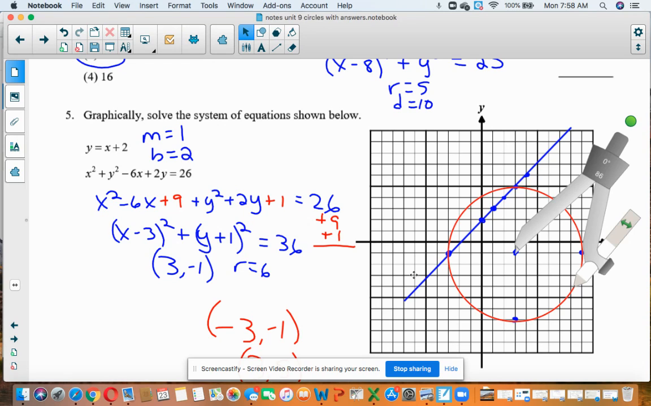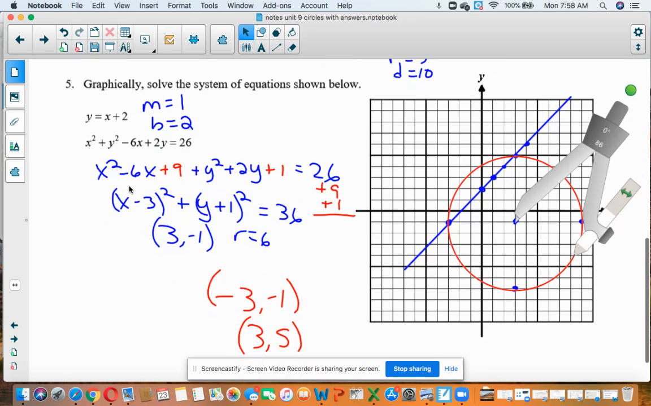For my circle, I have to complete the square, so you can see how I did that. I complete the square for the x's. I complete the square for the y's. Remember, whatever you're adding on the left to complete the square, you must also add on the right, because this is an equation. We have to keep it balanced. And then once I put it in standard form, my center is positive 3, negative 1, because remember, I'm changing the signs. The numbers next to the x and the y are the center, but I do need to change these signs. My radius is 6.